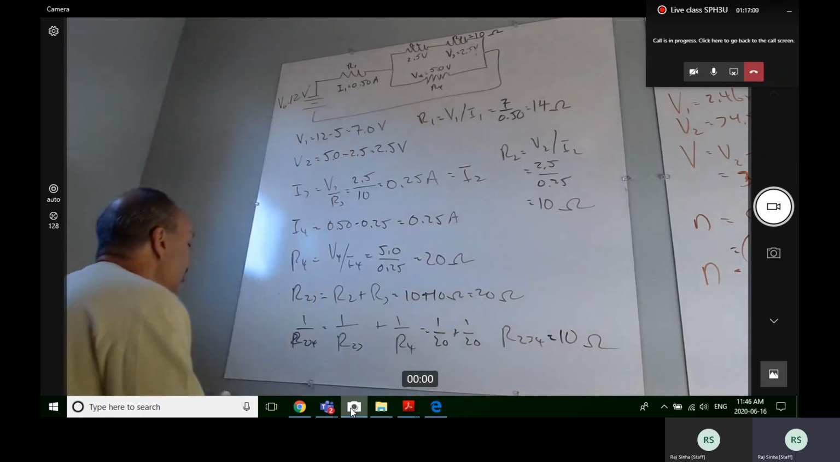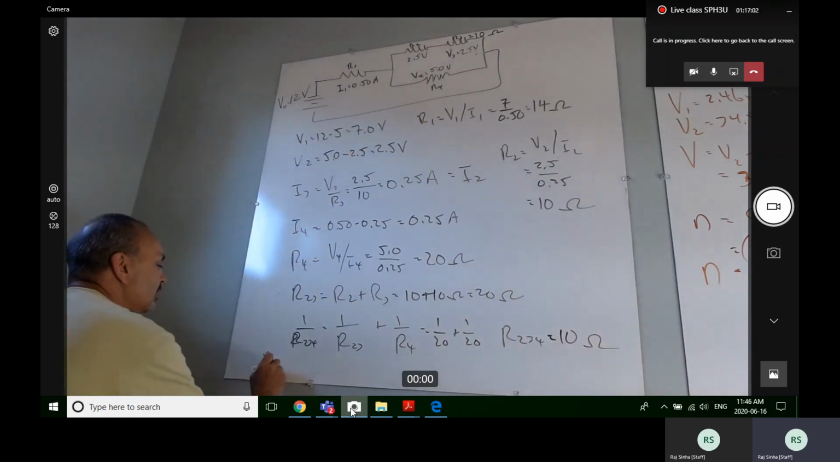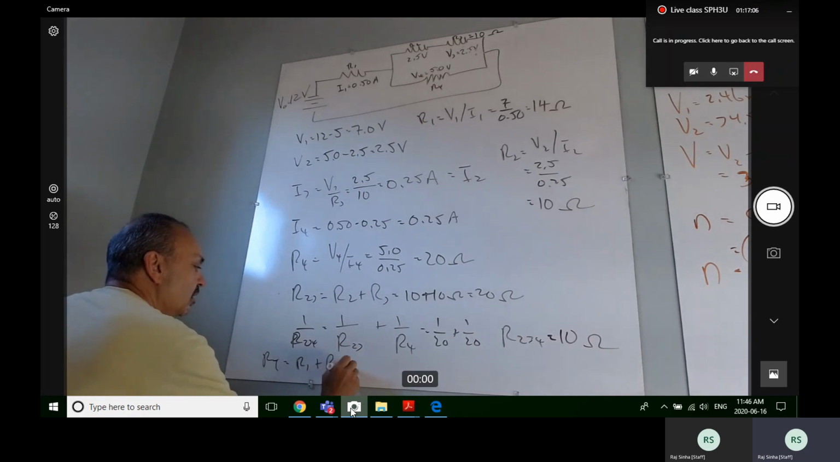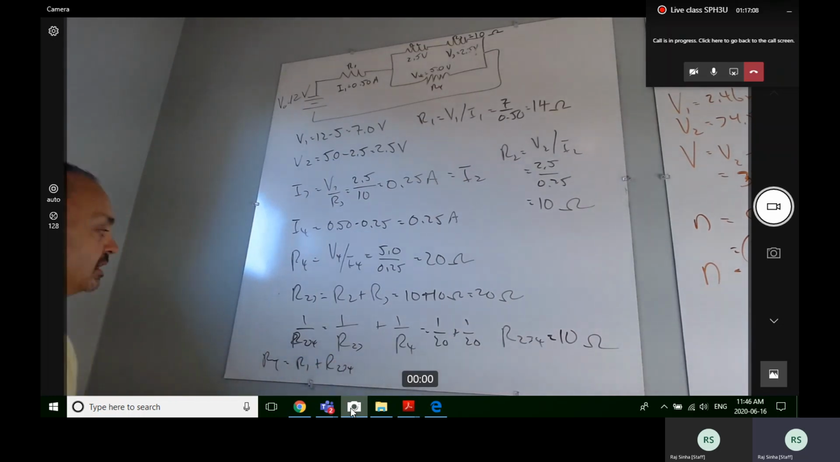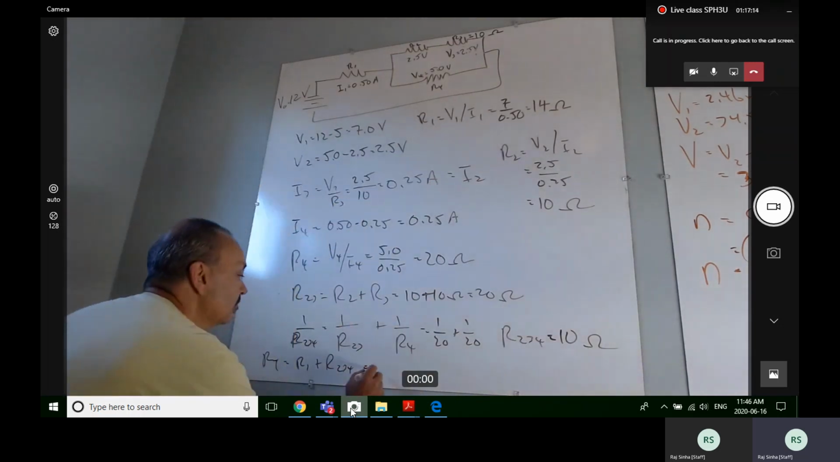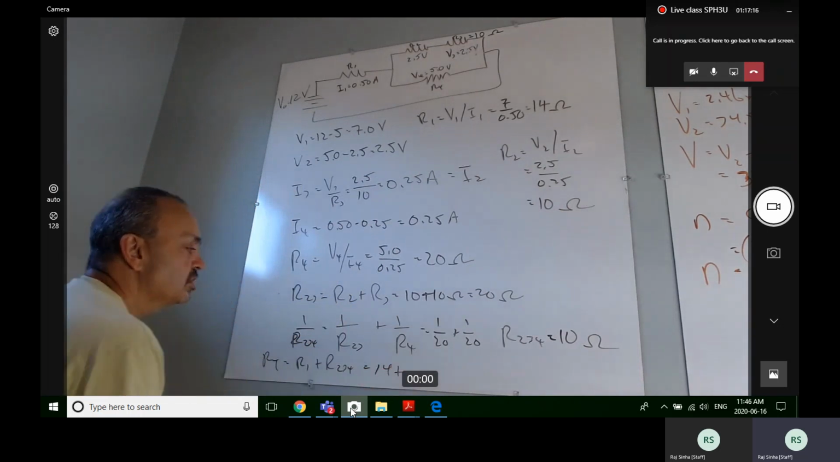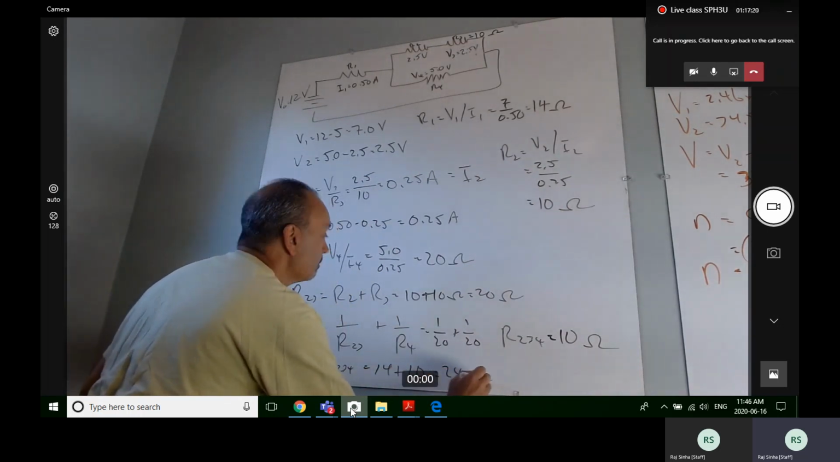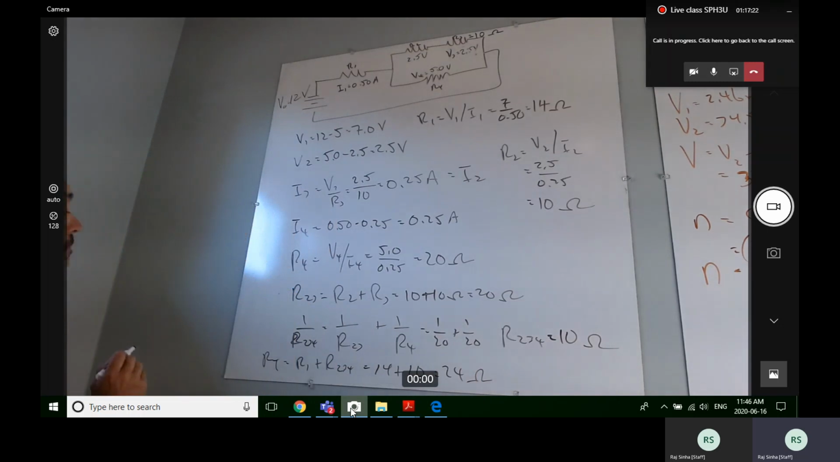And now I can calculate my RT. The final number here is R1 plus the resistance of the 234 equivalent. R1 was 14 ohms up there, plus 234 is 10, which is 24 ohms.